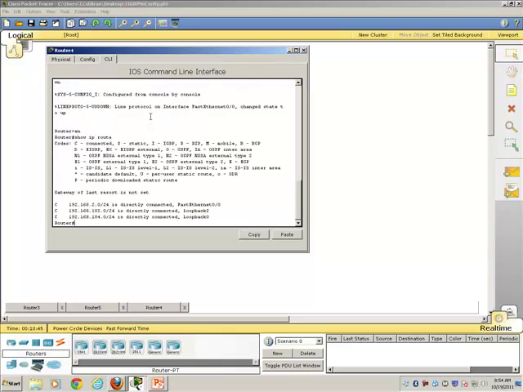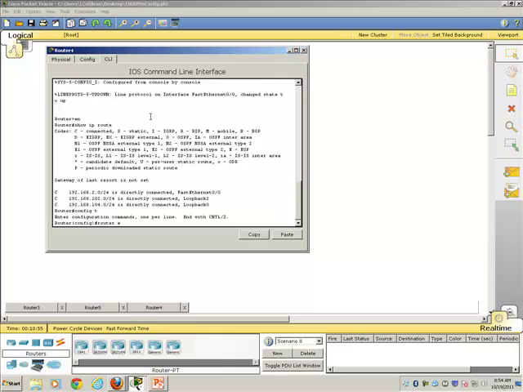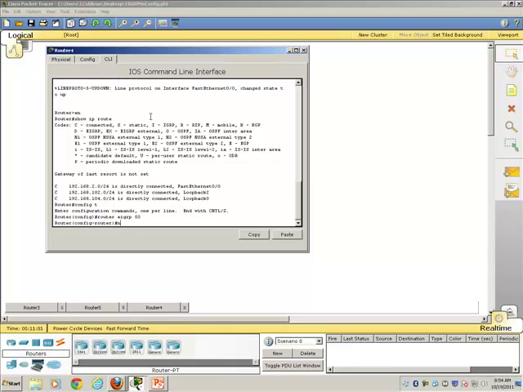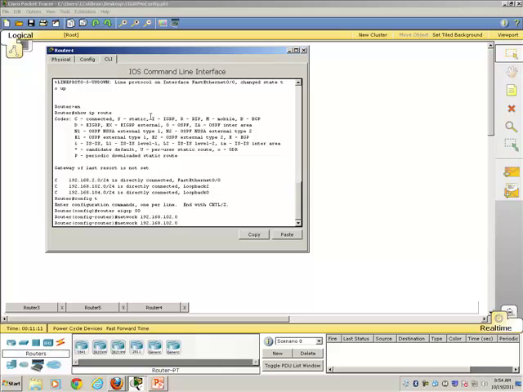IP route, we have a couple here. We got 192.168s, 10.2s. So we want to go to config T, router EIGRP 50, right? Network 192.168.1.0. How come I don't have a neighbor yet?